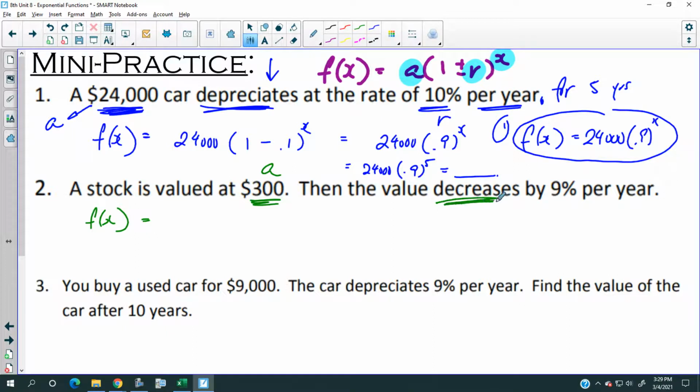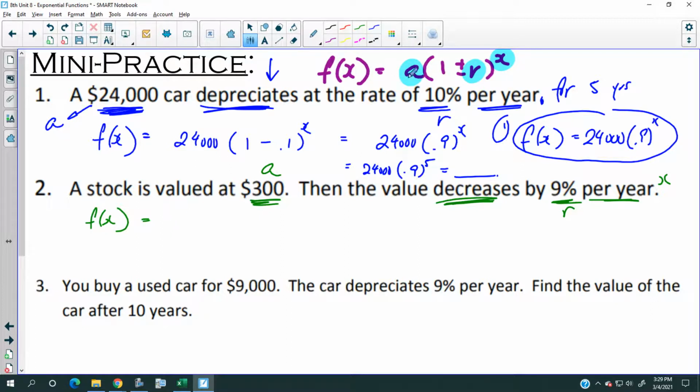Decreases, right? That's good to know, because now we have to subtract by 9%. So there's our rate, the letter R, per year. Again, they're going to leave us hanging with the X. They're not going to tell us what X is. So that's fine.